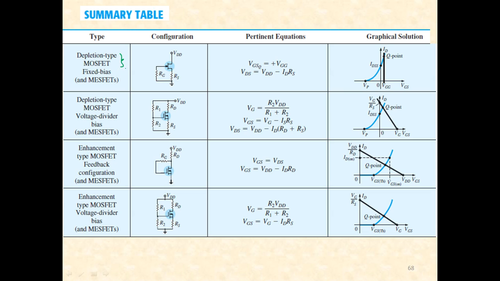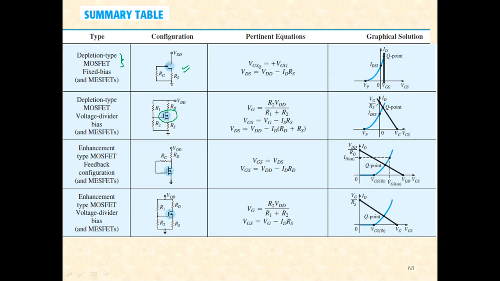Just now I had mentioned that the DC analysis for all these 3 configurations with respect to a JFET holds good for depletion type MOSFET devices also, because Shockley's expression holds good. So just compare: the configuration is the same. The only difference here is that we have a depletion type MOSFET.